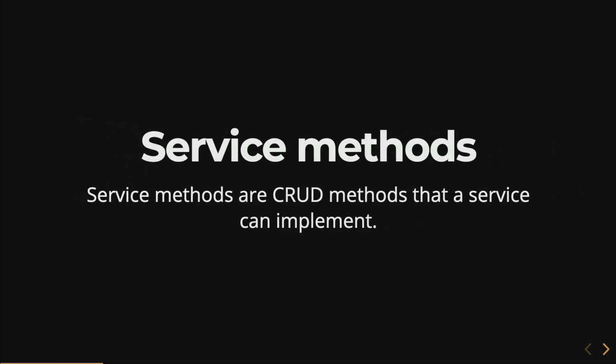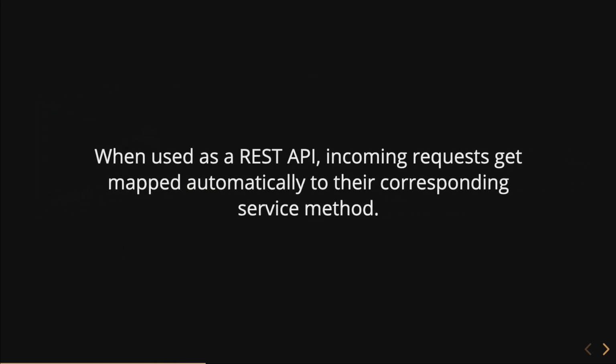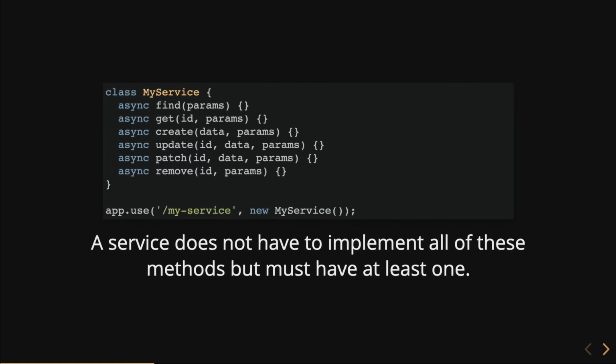And I mentioned those methods. These service methods are CRUD methods that a service can implement. So that's create, read, update, and delete. And so here we see a basic class called myService, and it is implementing the service methods. So we have find, get, create, update, patch, and remove. And now when you're implementing a custom service, you can implement these methods. Now you don't have to implement all of them, but you must implement at least one. And once you've implemented it, you can say app.use to actually register that service, to actually use it in your Feathers application. Now, the Feathers service itself is very general.